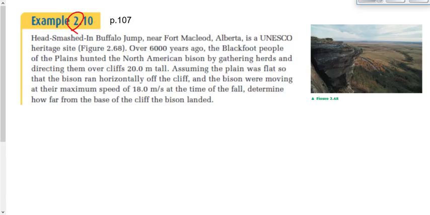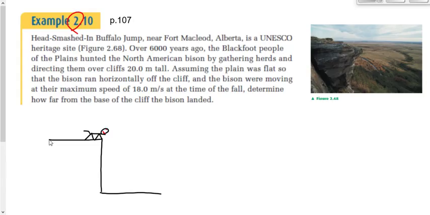The question says, assuming the plane was flat, so the bison ran horizontally off the cliff, and the bison were moving at their maximum speed of 18 meters per second, which is pretty quick, right? Faster than you or I can run. Determine how far from the base of the cliff the bison landed. So if you've got a cliff here, and you've got these bison running towards the cliff, we'll make this bison happy because he has no idea what's coming up.